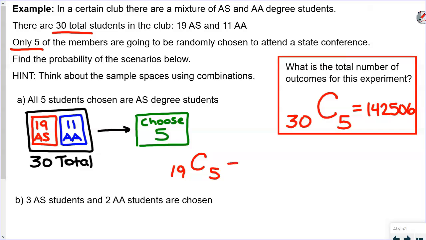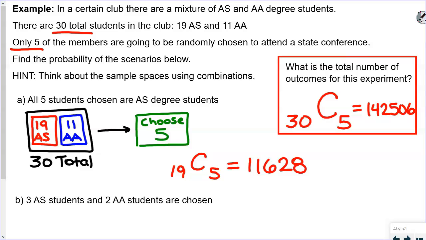But we can look at how many ways can this happen, right? So we would do 19, and then we would choose 5. And we get 11,628. Now that's how many ways it can happen, right? That's not the probability. A probability is always between 0 and 1. So there's that many ways it can happen.